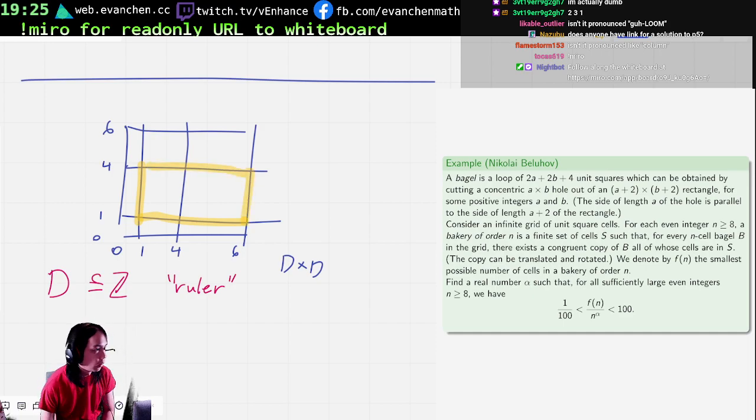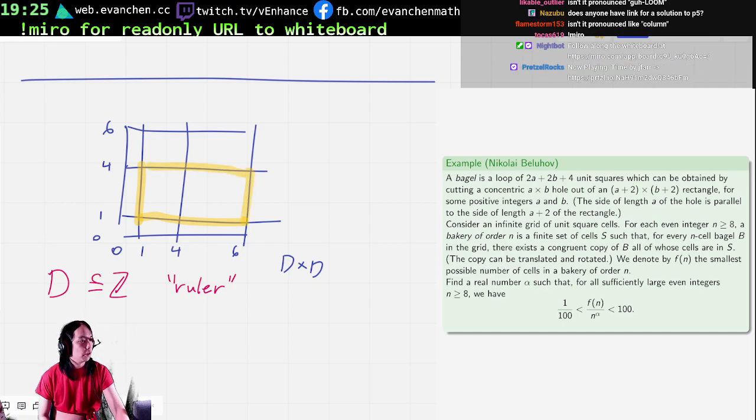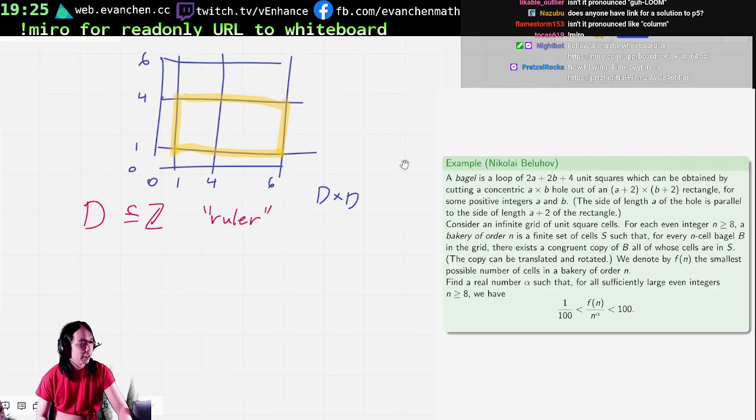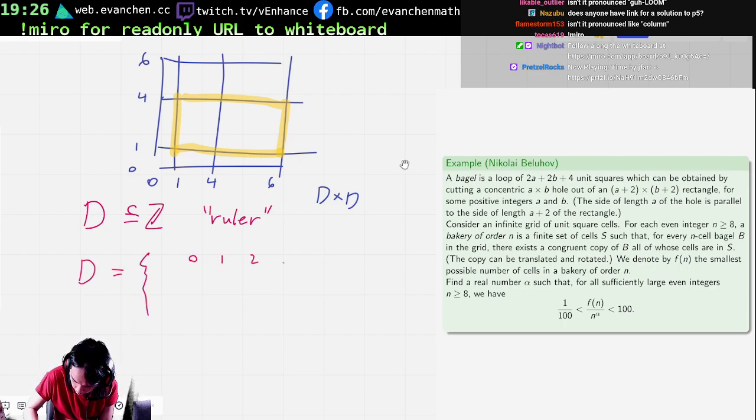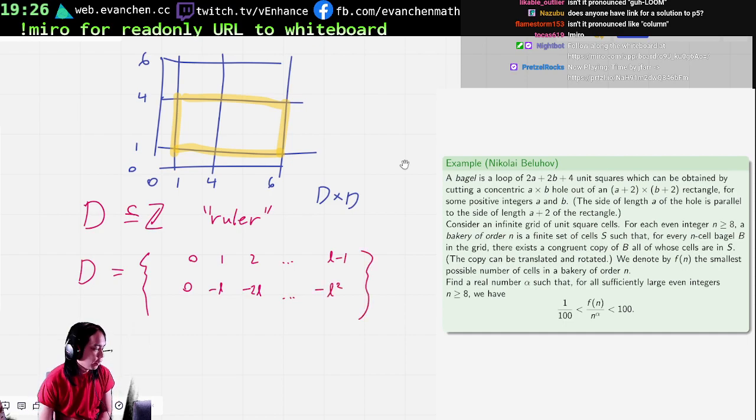Okay, so basically I'm going to construct a ruler D such that I can measure all the lengths from 0 to n. And there is interesting theory about how good you can get these rulers to be. But for this problem, because we get to pick the constant, we don't have to try very hard. So the idea is I'm going to pick a ruler of the following shape: 0, 1, 2, up to L minus 1, and 0, minus L, minus 2L, up to minus about L squared.